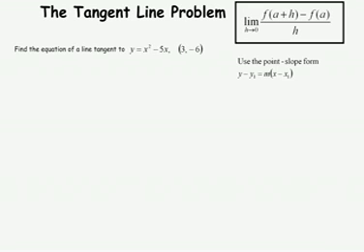Okay, in this example, our tangent line problem is just slightly different than it was before. Now, we're going to be asked to find the equation of the line tangent to the curve y equals x squared minus 5x through the point 3, negative 6. So not only are we going to have to find the slope using our limit formula for the tangent line, but we're also going to set up the equation of the line. We're going to start with the point slope form and eventually write it into the slope intercept form of y equals mx plus b.